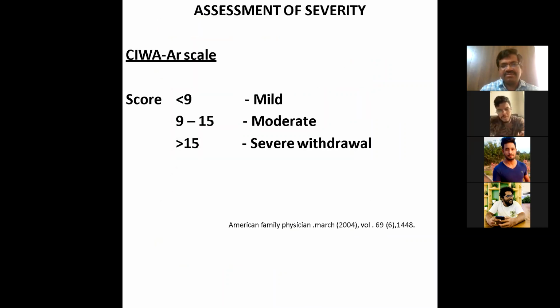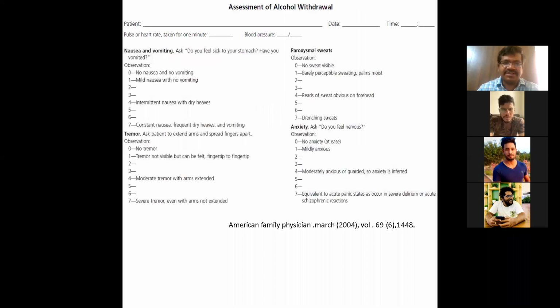And there is also the Clinical Institute scale, the assessment of alcohol withdrawal scale, which gives different scores. If it is less than 9, it's mild, 9 to 15 moderate, and more than 15 it is severe withdrawal. So based on this, the severity of alcohol withdrawal is usually classified. The assessment covers different things, with a scoring system: nausea, vomiting, do you feel sick, or tremor, where you ask patients to extend their arms and spread the fingers, and if there is anything, they give points and you just total them later.